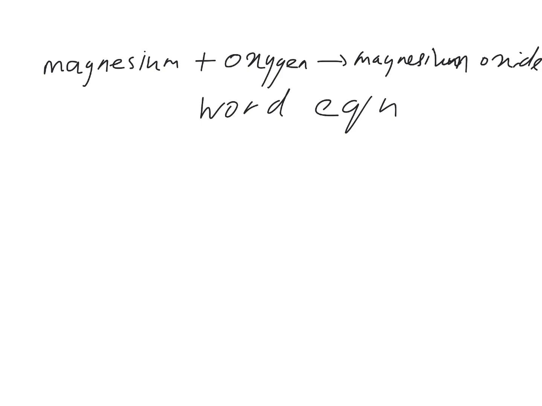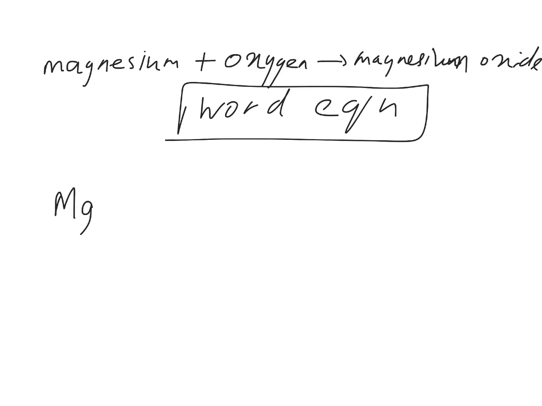But we can also write something known as a formula equation, and for that we'd have to translate these into their actual chemical formulas. So magnesium, for example, its formula is written as Mg. Oxygen, on the other hand, is a diatomic molecule. It's a nonmetal, so it normally exists as O2, and that would then give us magnesium oxide, which is MgO.